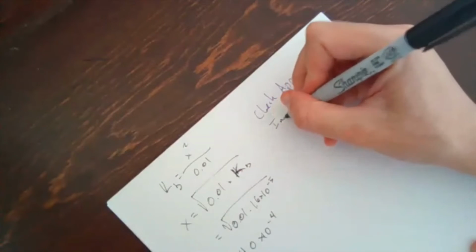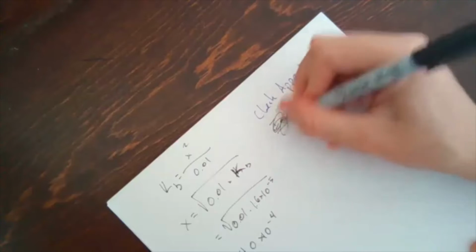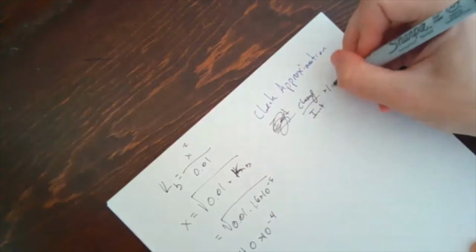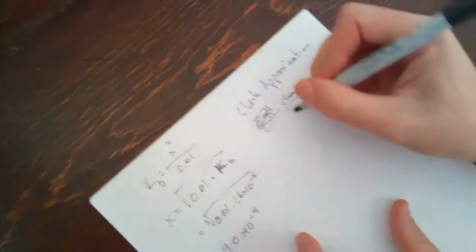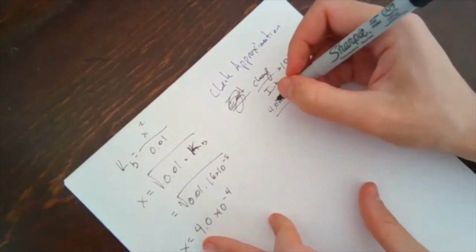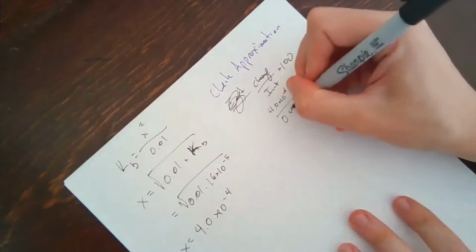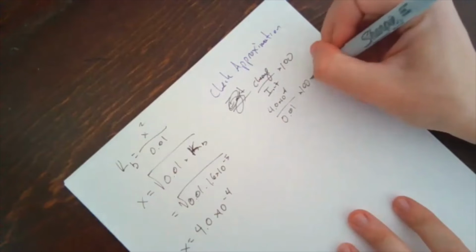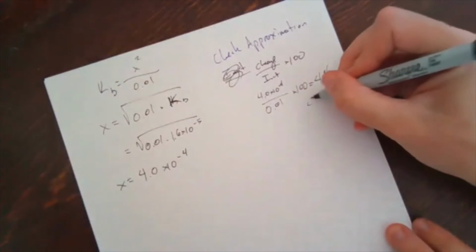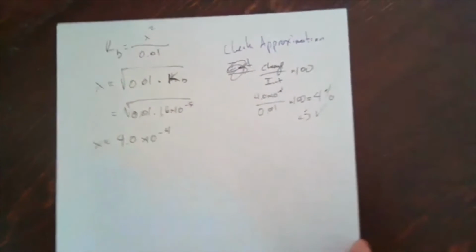So it's going to be change divided by initial times 100. So the change is the X value. So 4.0 times 10 to the negative 4th divided by the initial, 0.01, times 100. That's 4%. So in this case, we are close to this not working, but less than 5 means the approximation is valid.